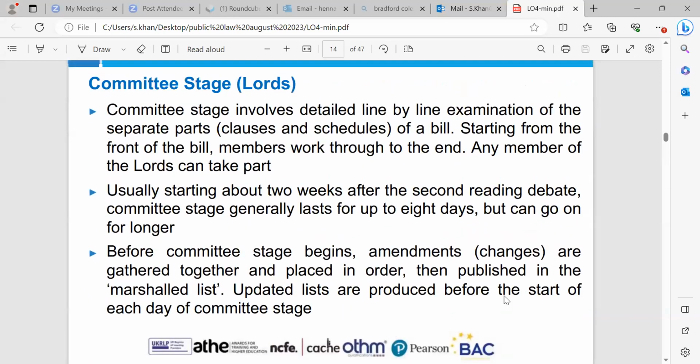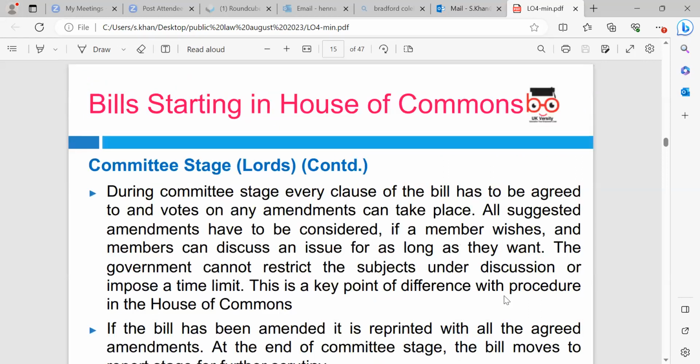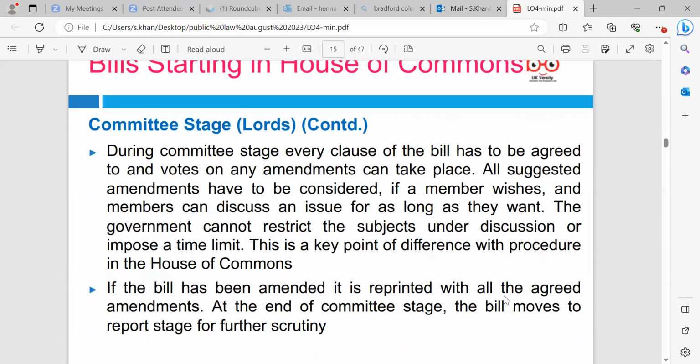The committee stage for the Lords involves detailed line-by-line examination of the separate parts, so any clauses and schedules of the bill. Starting from the front of the bill, members work through to the end. Any member of the Lords can take part. Usually starting about 2 weeks after the second reading debate, committee stage generally lasts up to 8 days, but it can go on for longer. Before the committee stage begins, amendments, or changes, are gathered together and placed in order, then published in a marshalled list. During committee stage, every clause of the bill has to be agreed to, and there are votes on any amendments.